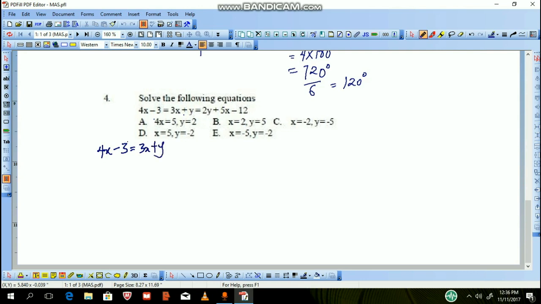If I bring this 3x over to this side, that will be negative. So that will be 4x minus 3x, which will be equal to x. If I bring this plus y to this side, it becomes negative y. So that will be negative y equal to, if I bring this negative 3 to this side, it becomes plus. So that becomes my equation 1.